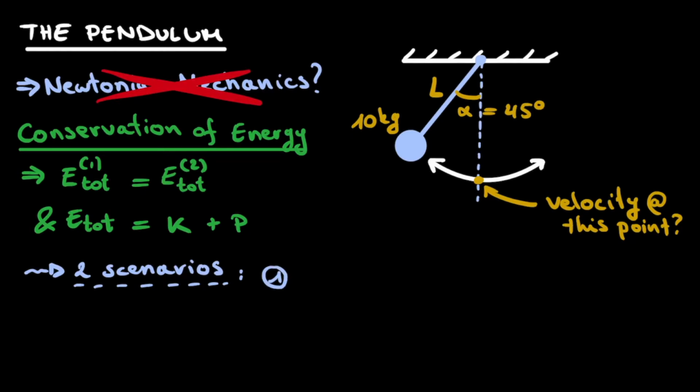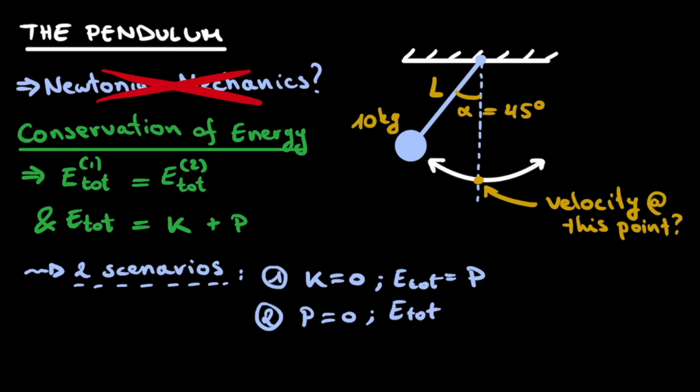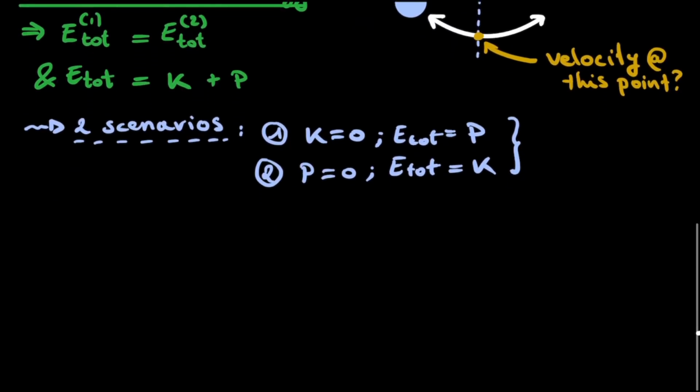The first scenario is where the kinetic energy is equal to 0. Since the total energy is equal to the kinetic energy plus the potential energy, that would mean that the total energy for this scenario is simply equal to the potential energy. Then for the second scenario, we choose it the other way around, where the potential energy is equal to 0, which means that the total energy for this scenario will have to be equal to the kinetic energy. Then using conservation of energy between these two scenarios, we will get an equation that will help us to solve the problem. Finding these two scenarios is oftentimes the most tricky part, and that's what we will start with. Let's do that right now.